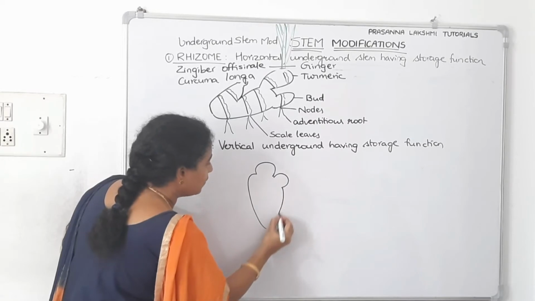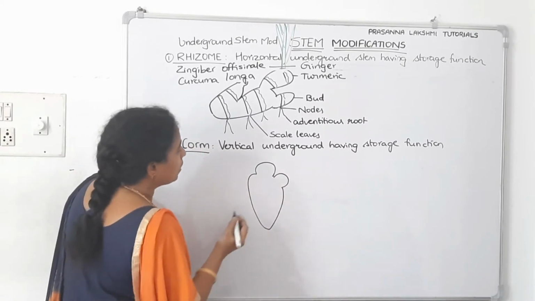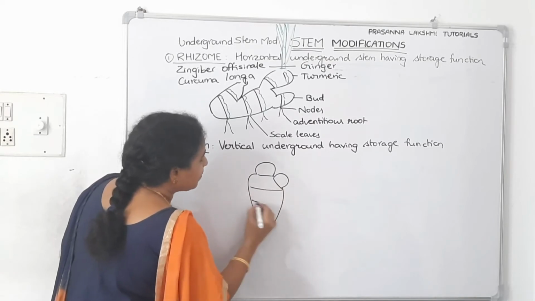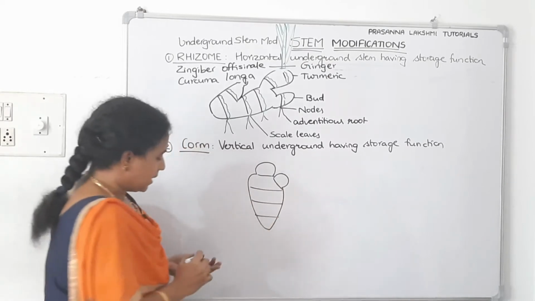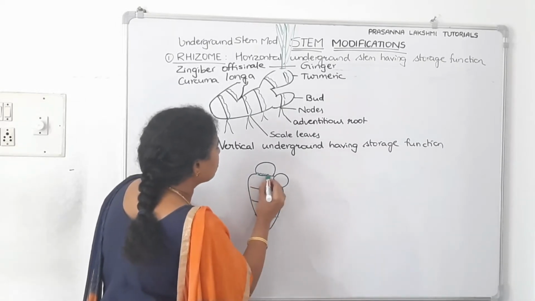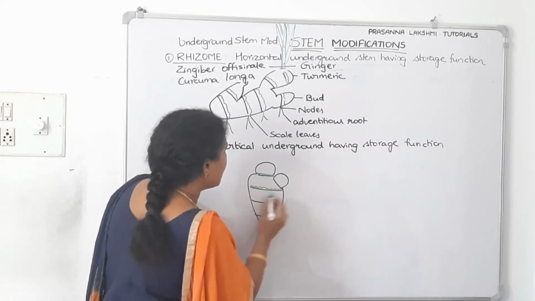Arabi we tell it in Hindi, we eat it. Okay, so again this is the bud. It is having buds. Buds are there means it is a stem only, and it is having nodes also. At the nodes it is having scaly leaves also. So these are the scaly leaves.